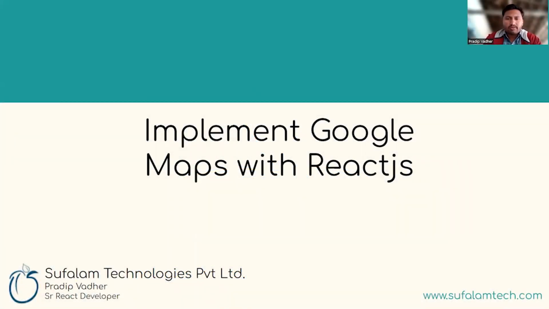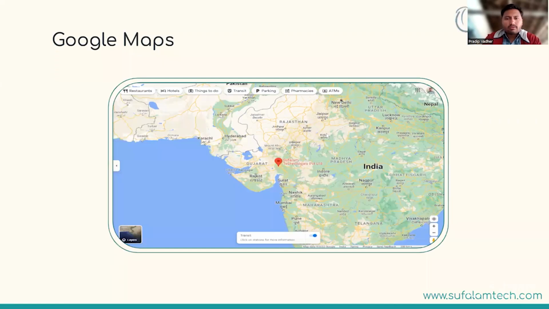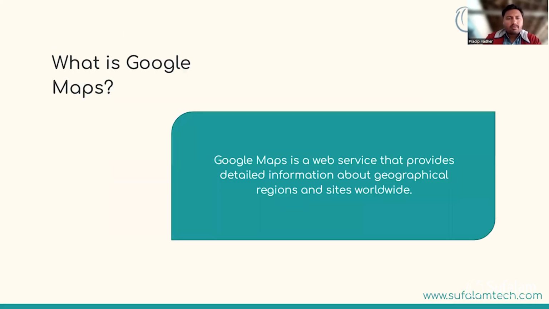I am from Sufalam Technologies, and in today's session we will learn how to implement Google Map in ReactJS. So first of all, we look at how Google Maps will render on your web browser. Before starting the implementation of Google Maps, we identify what Google Maps is. Google Map is a web service that provides detailed information about geographical regions and sites worldwide. So it's a website which shows the geographical location of a particular place.